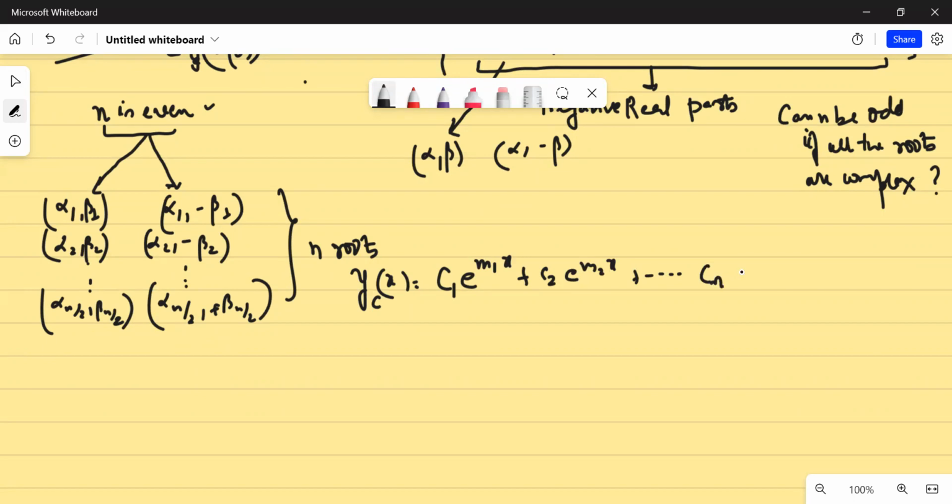I hope it is clear or not clear. Zero answer. Yes, so this will become zero then. Yes, absolutely it will be zero, right, exactly.